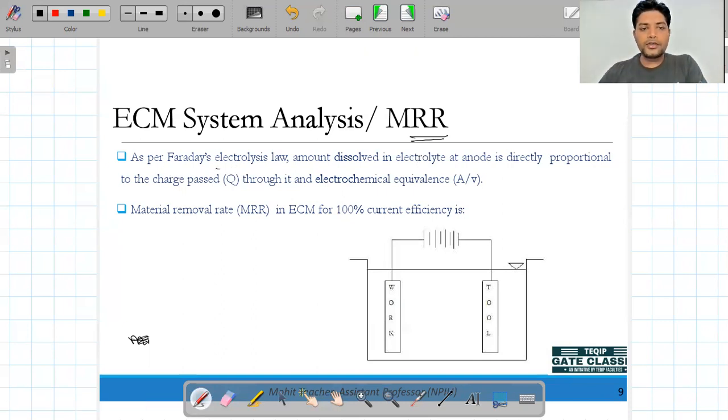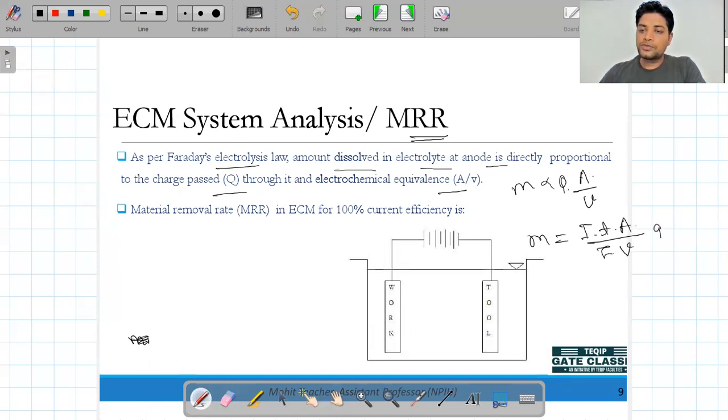So as per Faraday's laws of electrolysis, the amount dissolved in the electrolyte at the anode is directly proportional to Q and the A by V ratio. We have already discussed that Q into A by V, so I can directly write this formula: M equals I into T into A upon F into V. That is the amount dissolved from the anode, in gram.